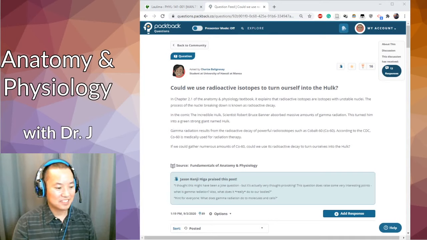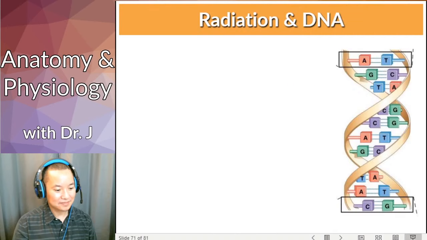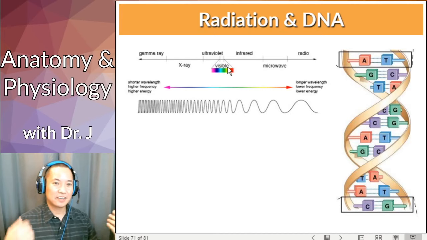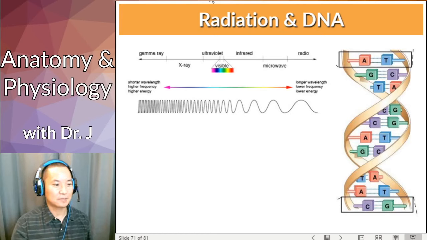So what is radiation itself? Radiation is electromagnetic radiation. Even the stuff you're seeing, all the colors you're seeing right now, is a form of electromagnetic radiation. This is what we call visible light. But as the wavelength gets shorter, you go from visible light to UV light to X-rays to gamma rays.